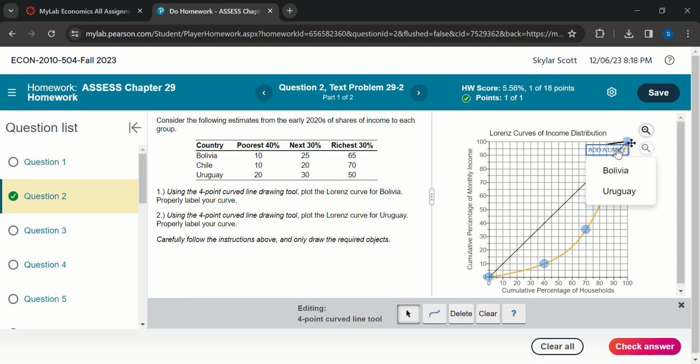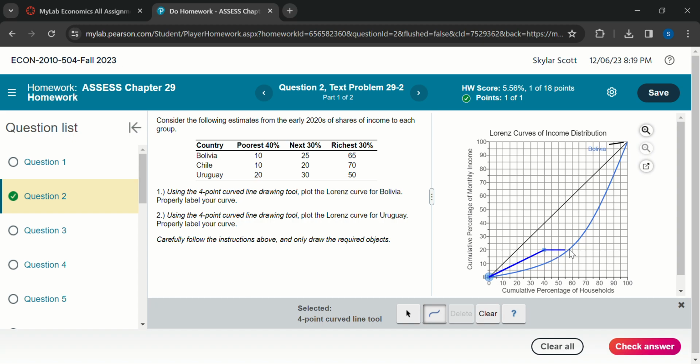We're then going to label our line as Bolivia, and we're going to repeat this exercise for part number 2, but we're going to do it for Uruguay. So looking at Uruguay, we're going to start at the 0 axis of 0, 0 using our line drawing tool. Then for Uruguay, the poorest 40% control 20% of the wealth. So again, we're going to go out to 40%, but this time instead of going to 10, we're going to go up to 20.